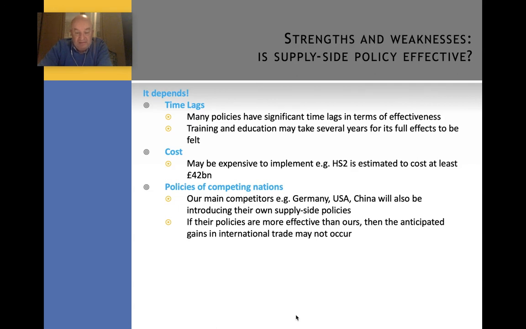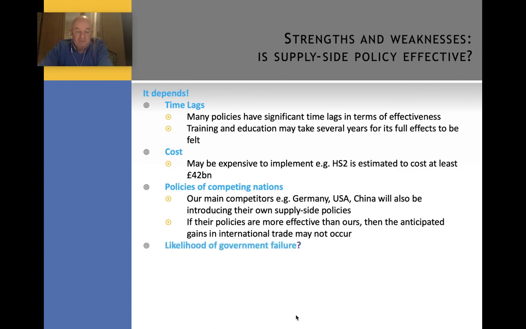Clearly, if we're hoping for gains in international trade, particularly when we're talking about some of our big competitors and some of those that we do trade significant amounts with, then that might create a bit of an issue too.